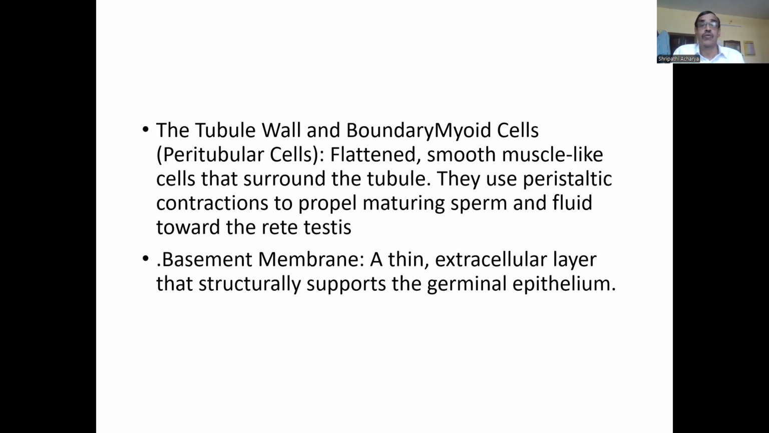The tubule wall and boundary. Myoid cells, peritubular cells, flattened, smooth muscle-like cells that surround the tubule. They use peristaltic contractions to propel maturing sperm and fluid toward the rete testis. Basal membrane, a thin extracellular layer that structurally supports the germinal epithelium.